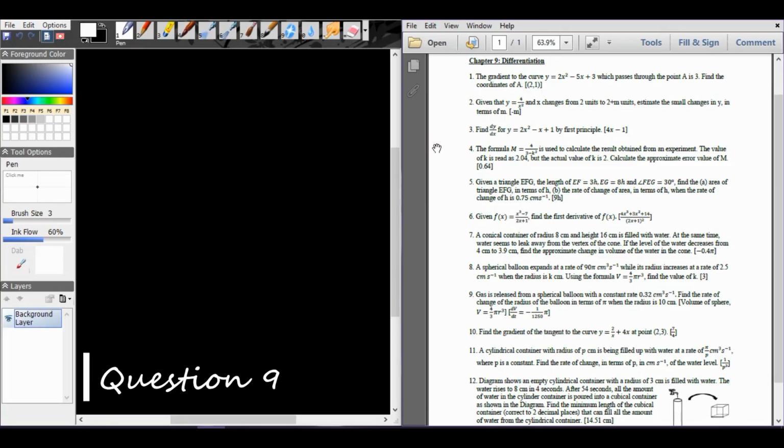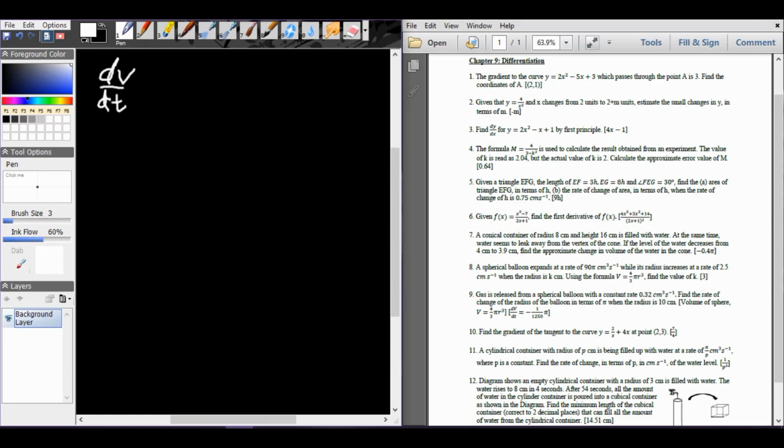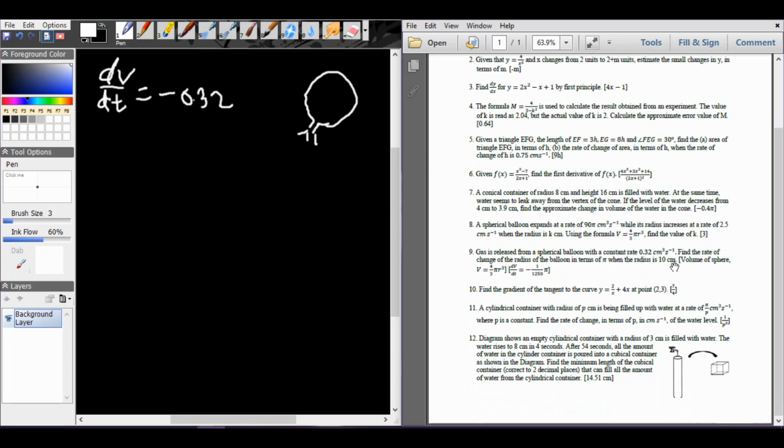Number 9. Gas is released from a spherical balloon with a constant rate 0.32 cm cubed per second. Okay, so from the unit here, we will know that this is dV/dt, because the unit given is cm cubed, which is a volume. Gas is released from the balloon, so the volume of the balloon is decreasing, so we have to put negative 0.32. Find the rate of change of the radius of the balloon in terms of pi when the radius is 10 cm. So we have to find dr/dt. Given r equals 10 cm.